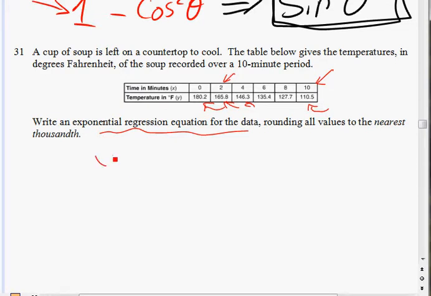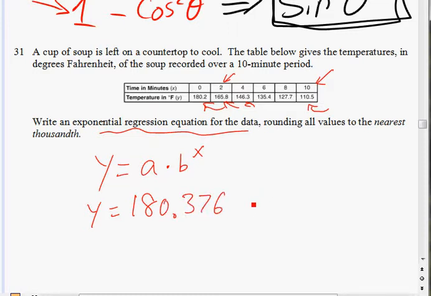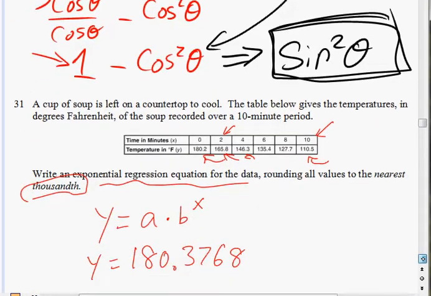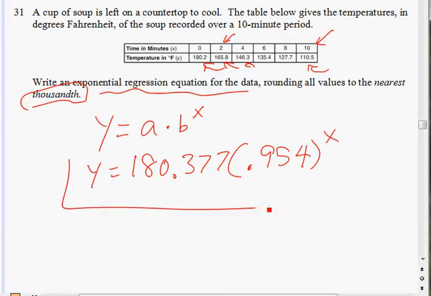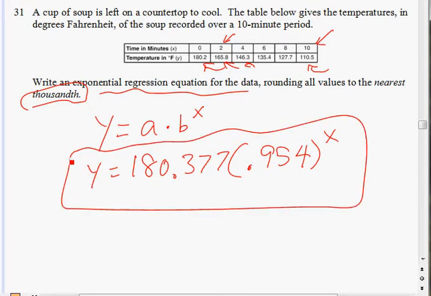Right, again, the formula is y equals a times b to the x power, right? And the calculator tells us that a is 180.3768. It says rounded to the nearest thousandth. So instead, I'm going to round the 6 up, which will give us 180.377, right? And b was 0.95386, so I'm going to round that to 0.954, right? And that's to the x power. And there you have it. That's our exponential regression equation for the data that's given.